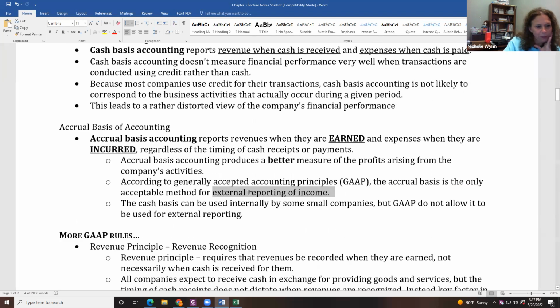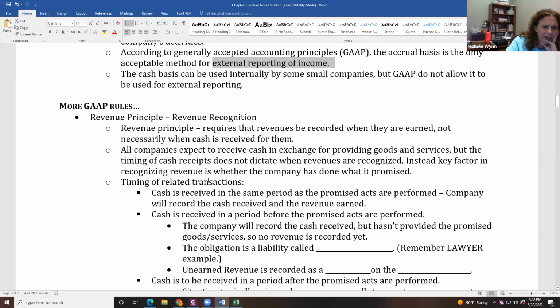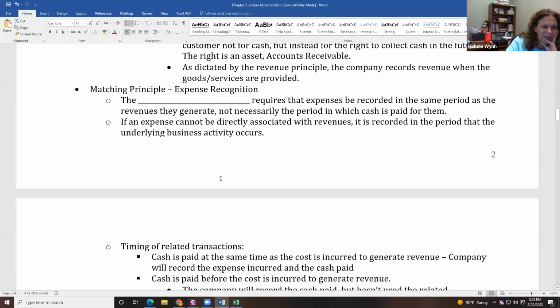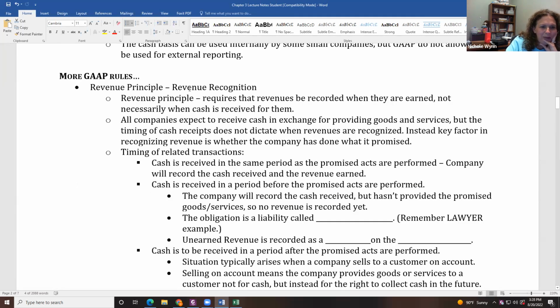All right. A couple more GAAP rules, and then we'll move on to doing some transactions. The revenue recognition principle just talks about when something is revenue, and it's based on when you earn it. Timing is an issue for us often, because sometimes you're going to make a sale to a customer, but you're not going to receive the money that day. You're going to receive it later. And that's called accounts receivable, and that's something that we'll see regularly.